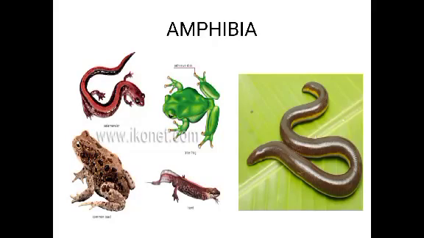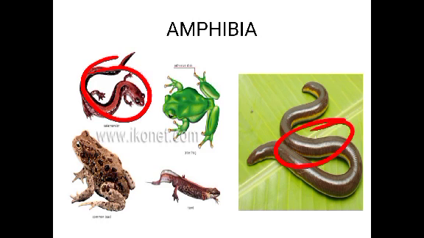Okay, examples you can see here. Bufo is there, Hyla is there. Bufo is the toad. Hyla is the tree frog. Then salamander. So this is the salamander, which is the tree-tailed frog. And a limbless one is there, Ichthyophis. Here you can see it looks just like a worm, isn't it? So this is Ichthyophis, a limbless amphibian, that is, it does not have any limbs.